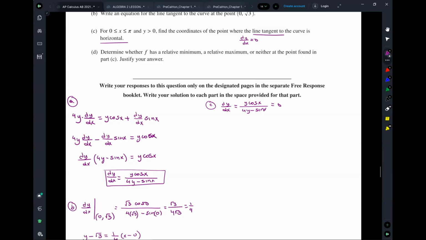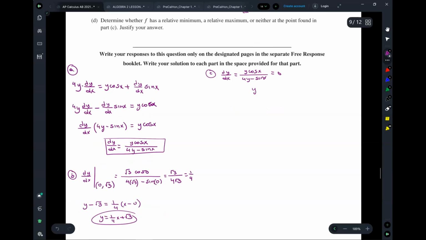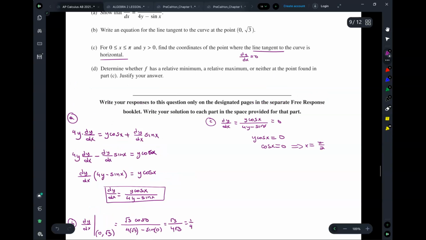So I just take the numerator, set it equal to 0. Y goes away, right, because you can divide both sides by y. Cosine of x is 0. X is pi over 2. Okay, now let's check. Are we done? Is this what they wanted? No, because they wanted the coordinates of the point, not just x.